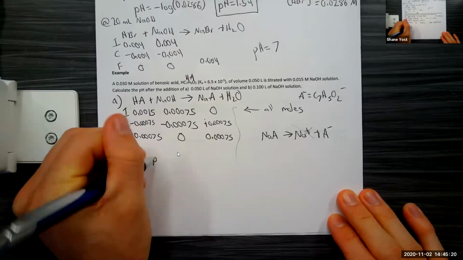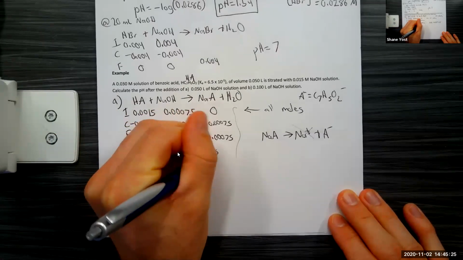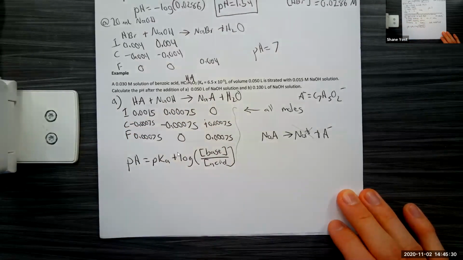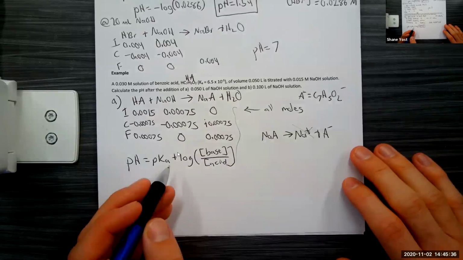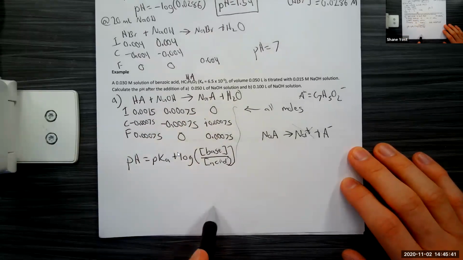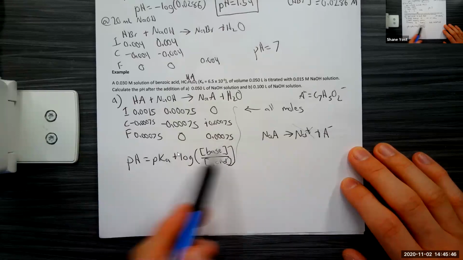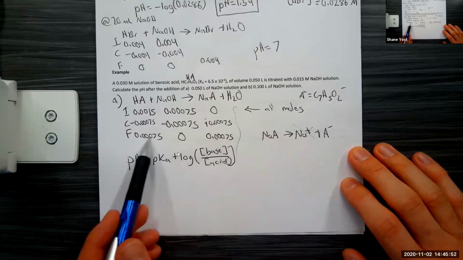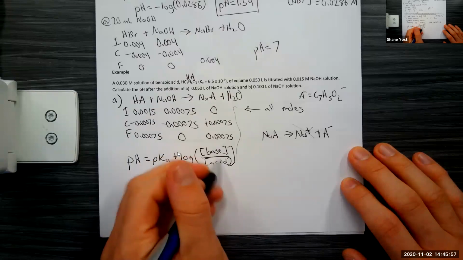pH is equal to the pKa plus log of the concentration of the base divided by the concentration of the acid. I'll use a little trick here: these are concentrations, but right now we just have moles. If I wanted the concentrations, I'd divide each of these moles by the total volume. But because the total volume is the same between these two, I can use the moles in this equation.